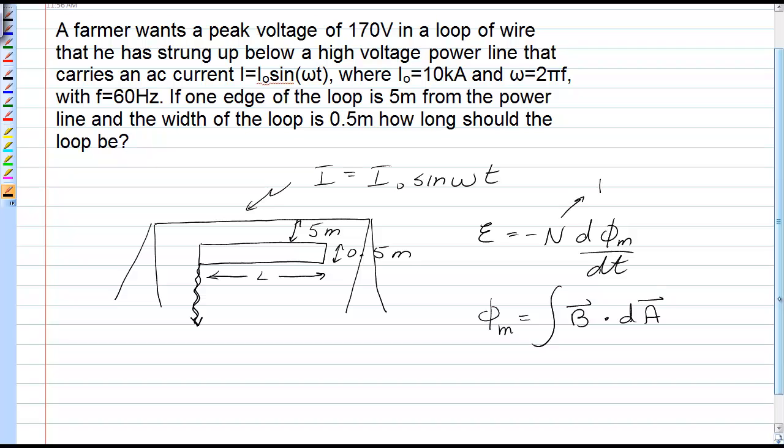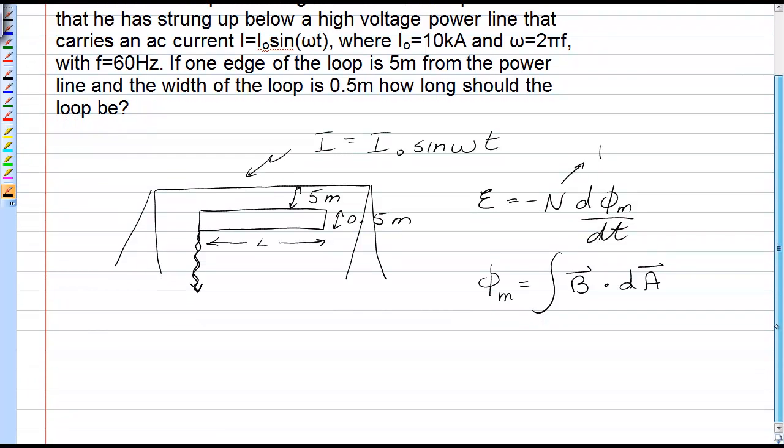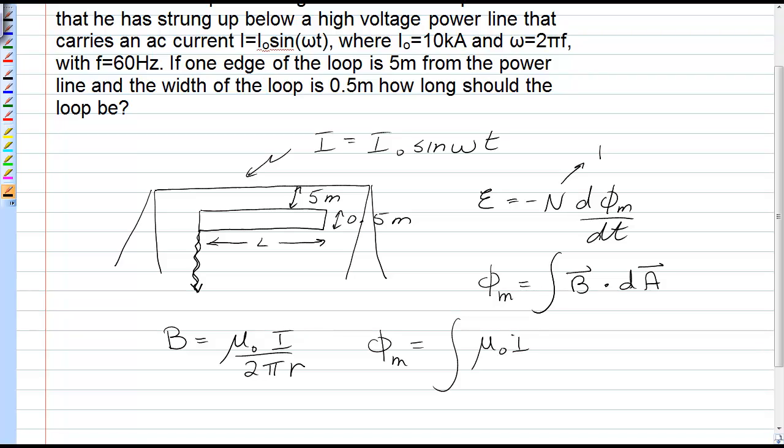Now we do have to integrate this because the magnetic field from that high voltage line is changing in space. It doesn't matter if it's changing in time, but it's definitely changing in space. And the magnetic field due to that long straight wire is still mu naught I over 2 pi r. Even though I has time in it, the equation for the magnetic field still holds. So we're going to place that into our integral for flux. And we get the magnetic flux is the integral of mu naught I over 2 pi r dA.